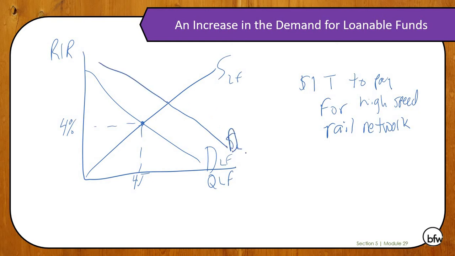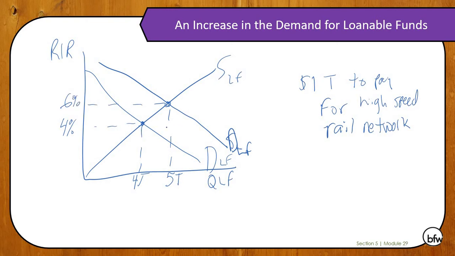Demand for loanable funds there. And so now, rather than $4 trillion being borrowed, there's now going to be $5 trillion because the government's put an additional $1 trillion worth of borrowed money, and that is going to cause the interest rate to increase to, let's say, 6% out in the open market.